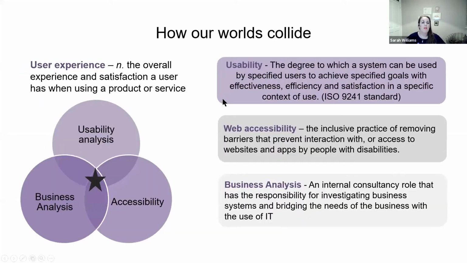So when you think about the fact that you've got usability analysis looking at trying to build in effectiveness, efficiency, and satisfaction, user experience, looking at experience and satisfaction, web accessibility or accessibility, just trying to make things available to people. And then you've got business analysis looking at trying to do the right thing for the business, as well as the users within that business. We're going to try and hit that sweet spot that I've indicated with the star on the Venn diagram there. And I think that, working together, we can look to achieve that.